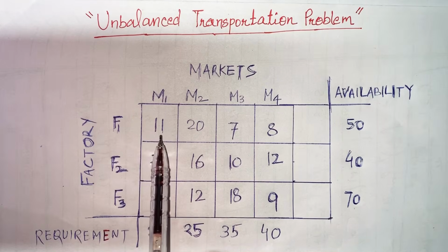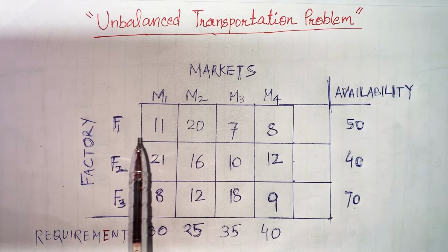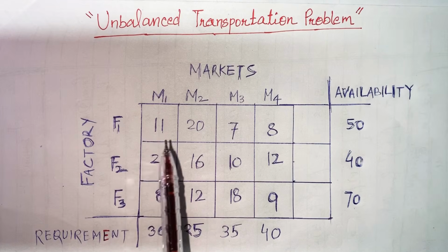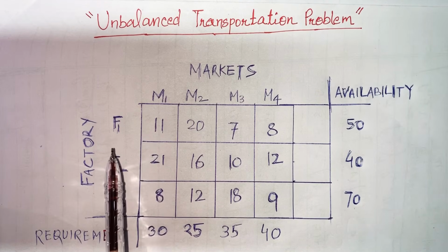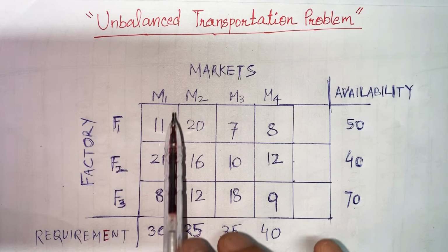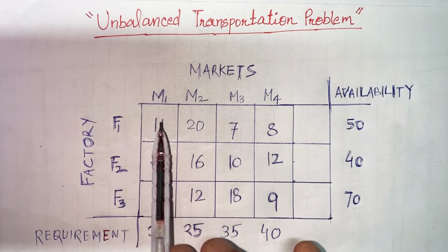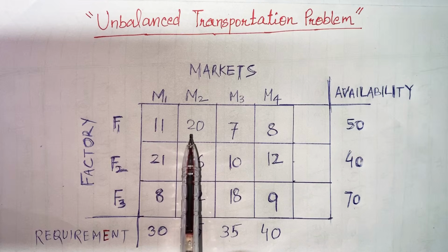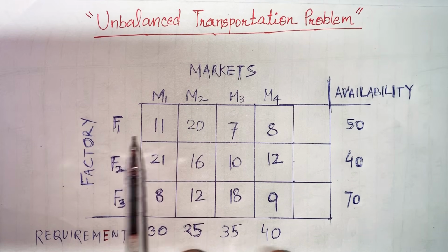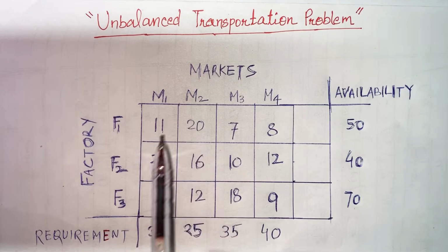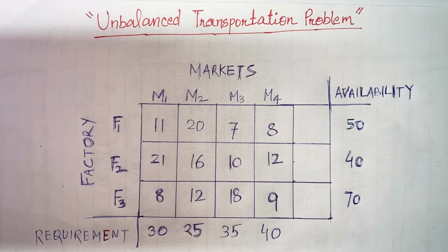So 11 is the cost. It could be dollars, rupees, you can multiply it in hundreds, thousands, depending on what kind of transportation you're getting. So if I am shipping one unit from factory F1 to M1, my cost is 11 rupees, and 20 rupees is the cost if I'm shipping one unit from factory F1 to market M2. So this is a cost matrix, and my objective here is to minimize the total transportation cost.